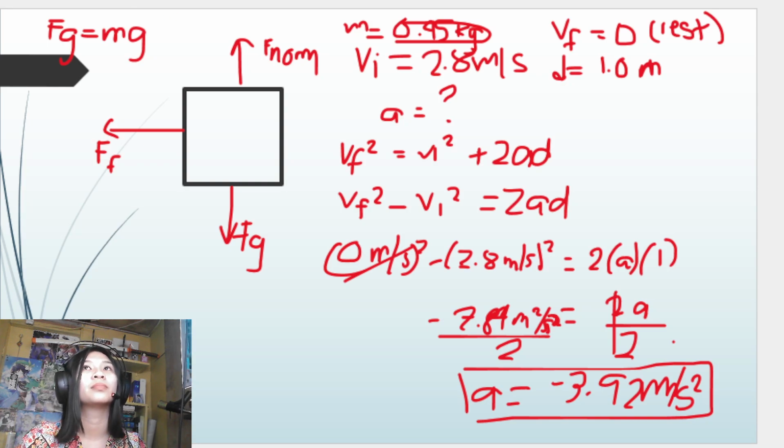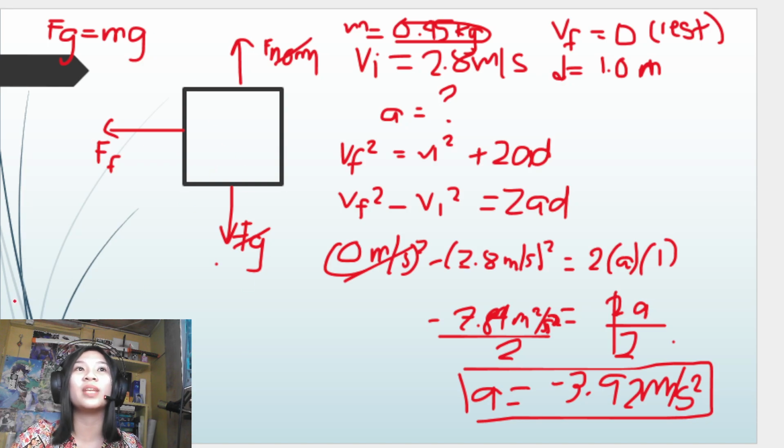We can do that, or we can actually skip to the Fnet. You can find Fnet directly, or you can find Fg. But here, since it is on a counter, we will assume that Fg and F norm are balanced. They cancel each other out because it is on a surface. So the Fg and the normal force are equal, so friction is our Fnet.